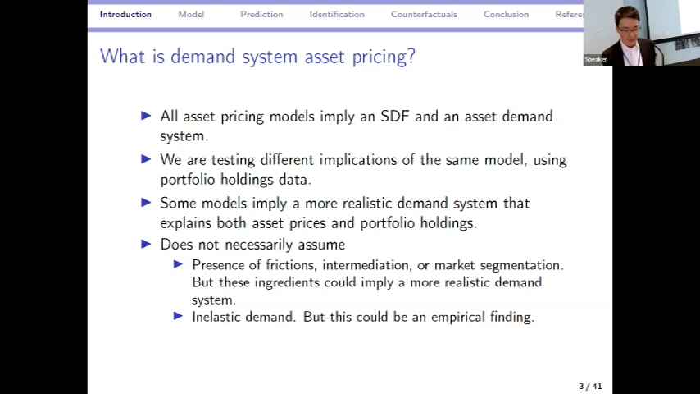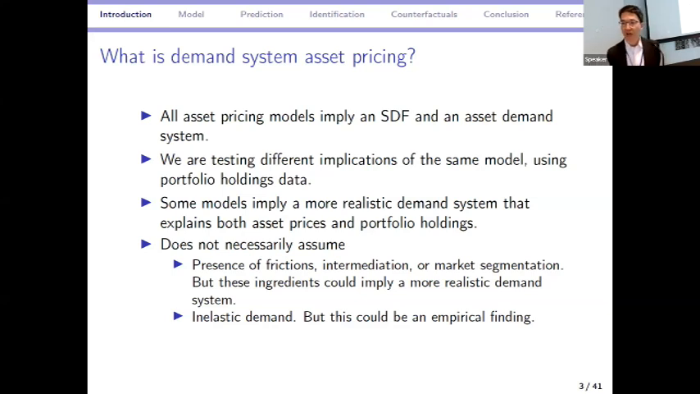So all asset pricing models imply a stochastic discount factor and a demand system, right? So that's no exception. It's not like some models have asset demand systems and others don't. No, all models have an asset demand system and an SDF representation. So the way I want you to think about demand system asset pricing is we're testing different implications of the same model. You can test the models based on implications of the SDF, or you can look at the portfolio data and test the different implications of the same model using portfolio data.